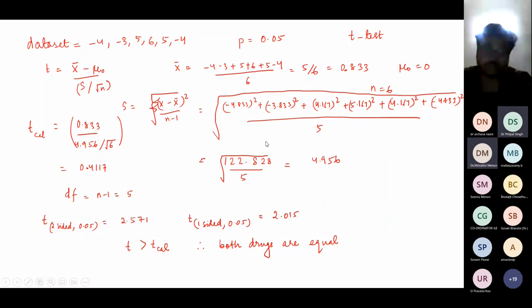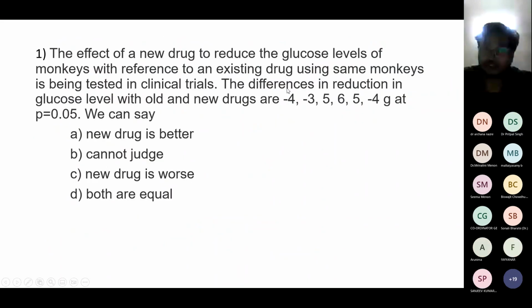But we are comparing the old drug and the new drug. Sorry, we are comparing the reduction in the blood glucose level in one old drug and one new drug. So obviously we have the differences in reduction. We don't have the reduction values for each drug. If we had the reduction value for each drug, we would have done a 2-sample t-test, in which case we would have found the mean for the different data sets individually and calculated a sample standard deviation and then used the other formula. Since we are given just the differences, we compare it to a base distribution.